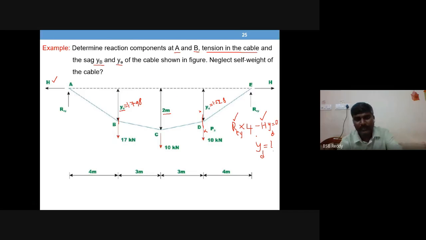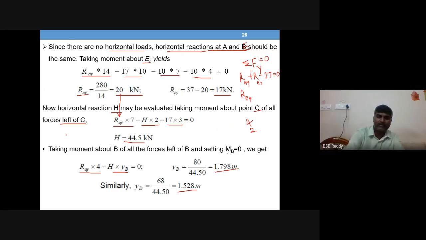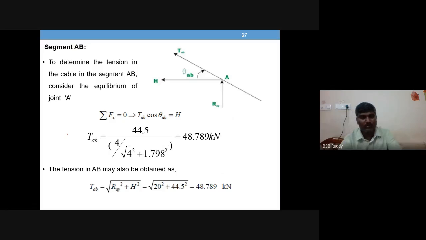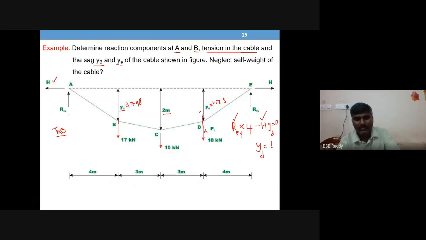What are they? Cable tension values. So tension in AB, TAB unknown value, TBC, TCD, TDE, like that. Okay, so 4 unknowns are still there. So what to do now? As I said earlier, take equilibrium of each joint, A. Okay, so let's try that.